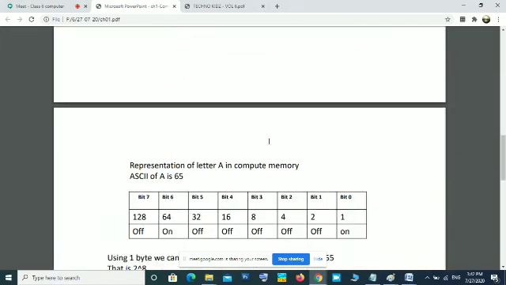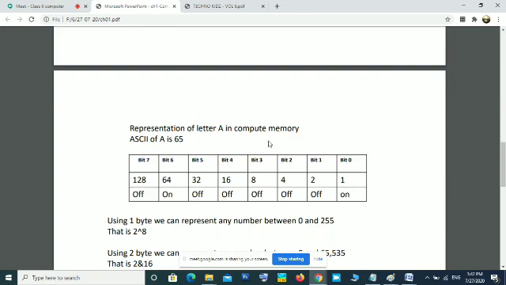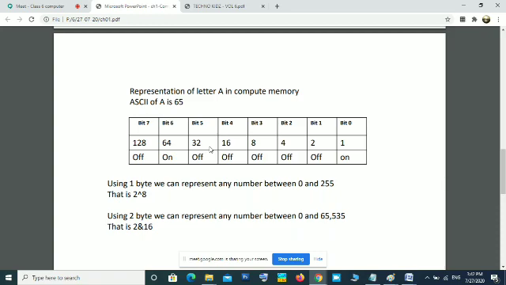Now we can see how a letter A is represented in your computer memory. A letter, alphabet A or any number is stored in your computer memory. This is not in your textbook, don't bother about it. This is for clear understanding. If you are storing a capital letter A in computer memory, inside the computer memory there are so many bits: bit 0, bit 1, bit 2, bit 3, bit 4, bit 5, bit 6, bit 7.